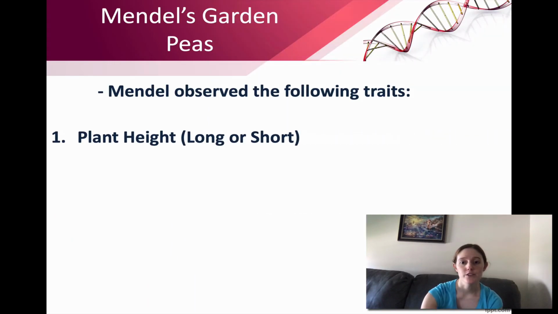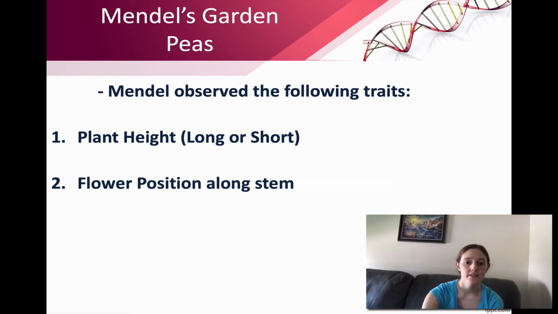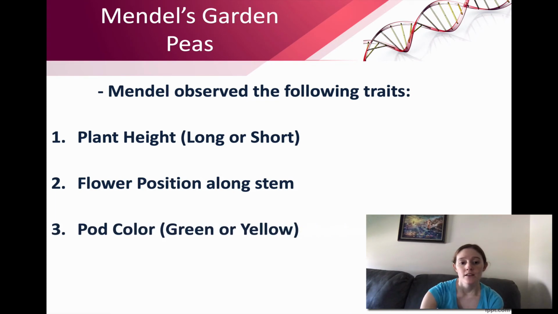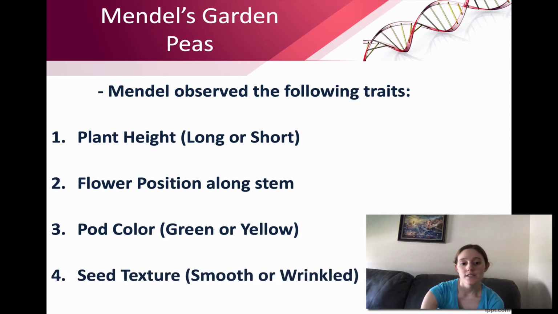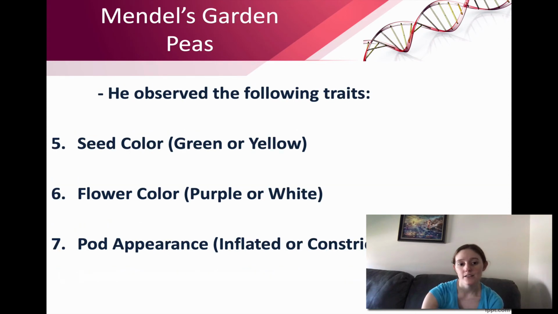So these are the following traits that he observed. He looked at plant height, it could be long or short, flower position along the stem, pod color, seed texture, seed color, flower color, and the pod appearance.